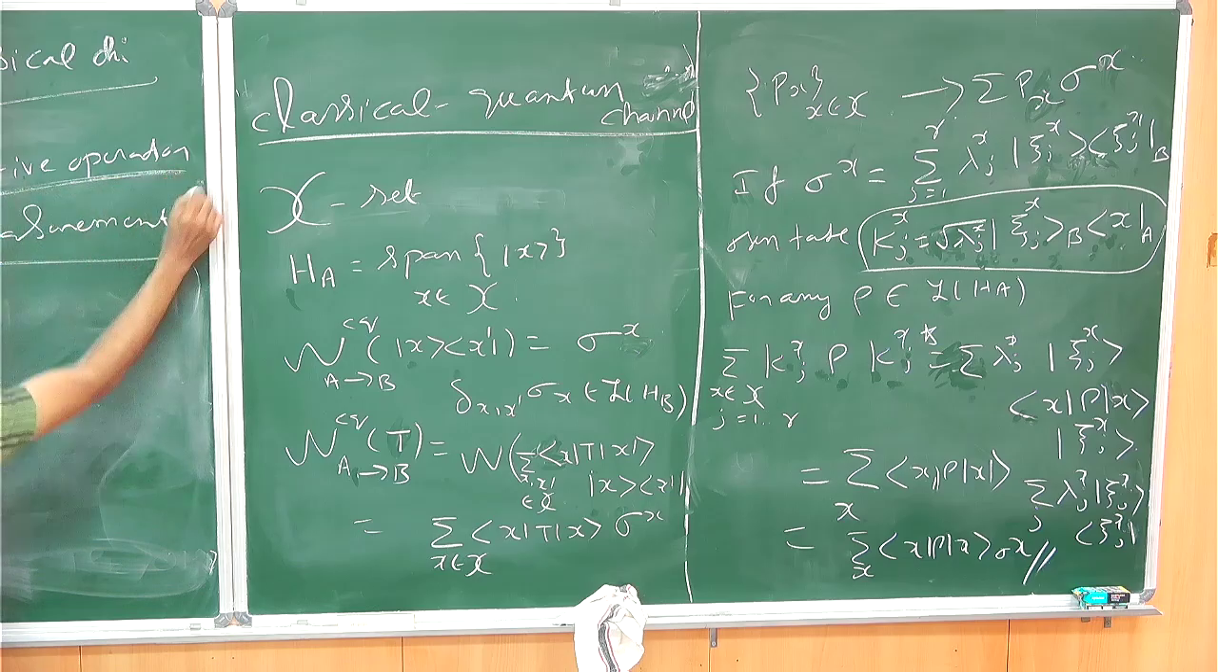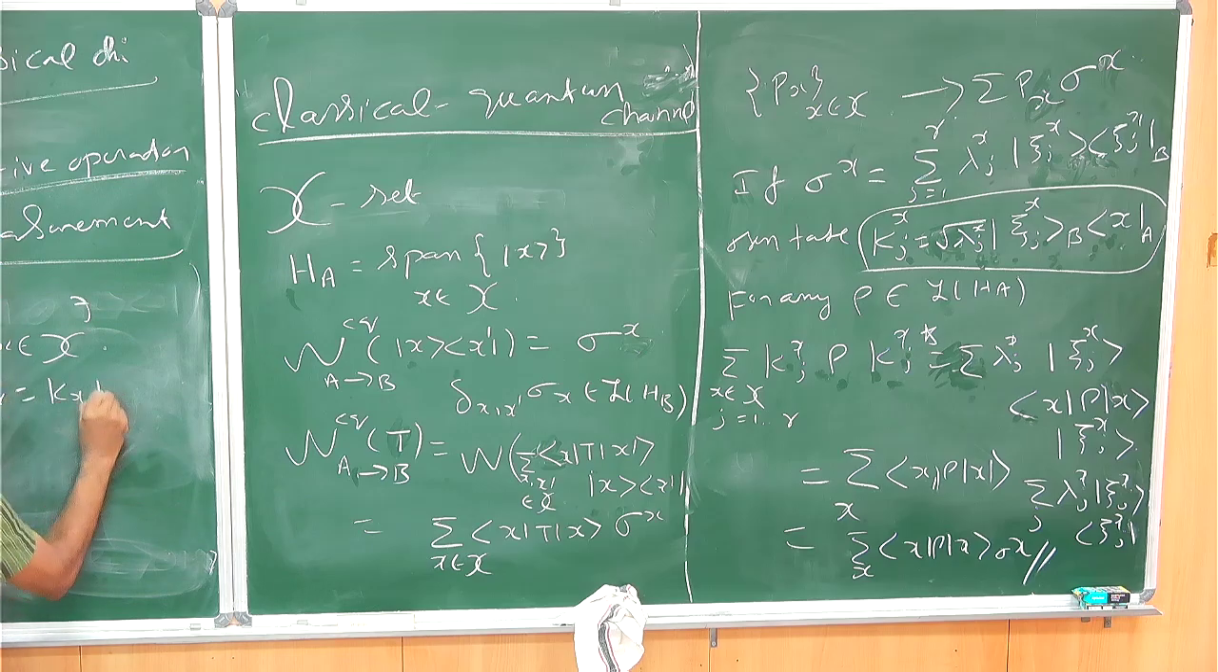POVM is given by Mx, x in some set, which is our classical space. X is the classical set, such that Mx are all positive operators. You can have Mx equal to some Kx star Kx, such that summation Mx should be equal to the identity operator. One is the identity operator. So this is what is called a positive operator valued measurement.